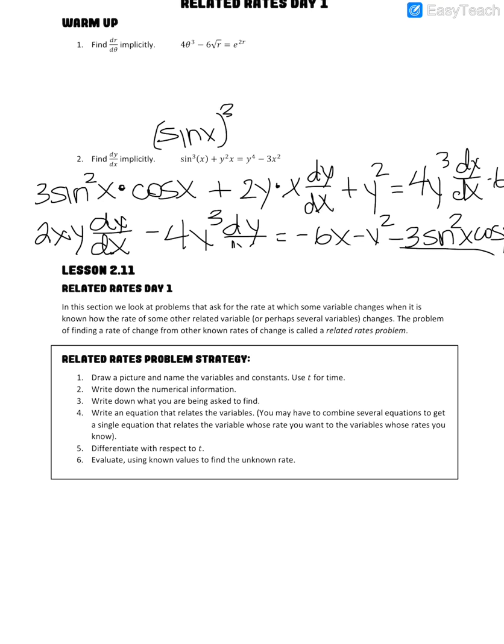So, if you remember when we started derivatives, we would always say that the derivative is the slope of the tangent at that point.